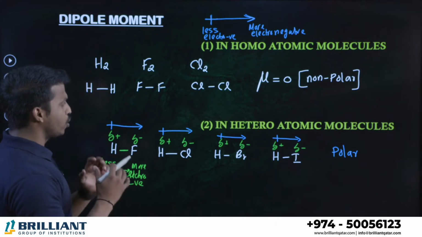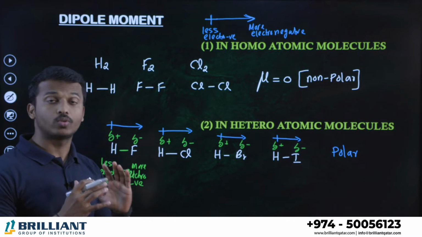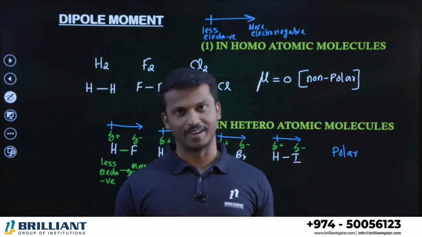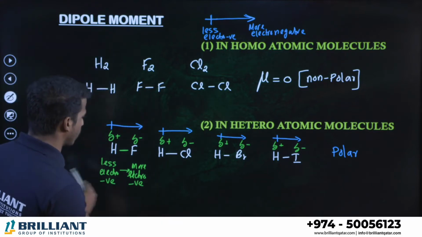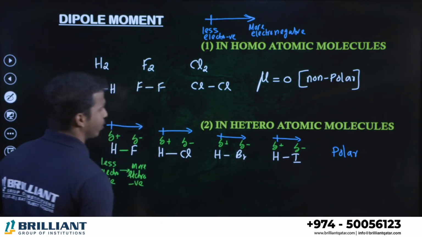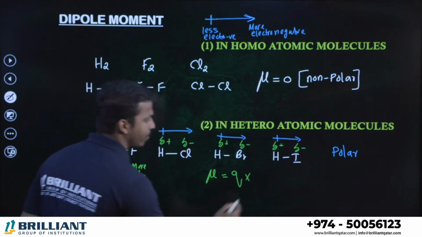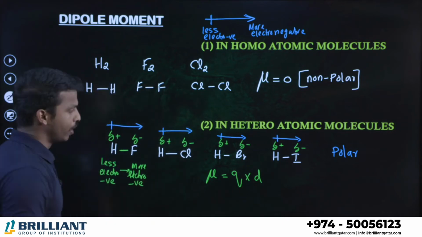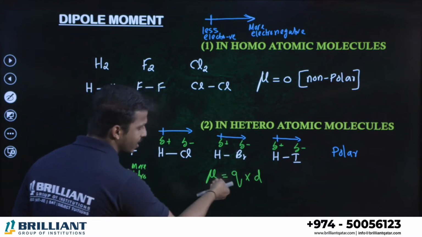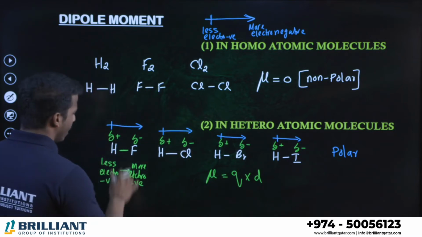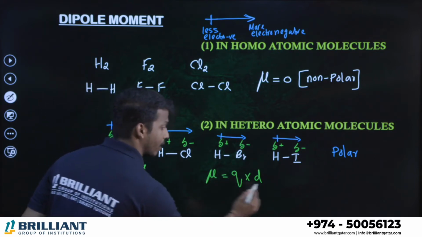Now, suppose you are asked whether, among HF, HCl, HBr, HI, which one has the most dipole moment, what can we say here? All of you please observe, HF, HCl, HBr, HI: the dipole moment mainly depends on the charge on the atom and the internuclear distance, right? So as charge increases, dipole moment increases. As the internuclear distance increases, dipole moment increases, correct? Okay.